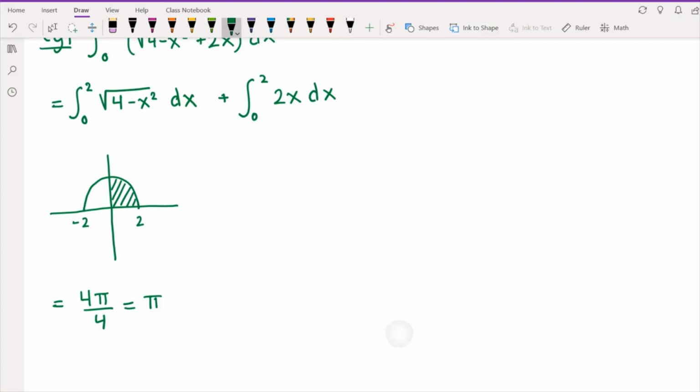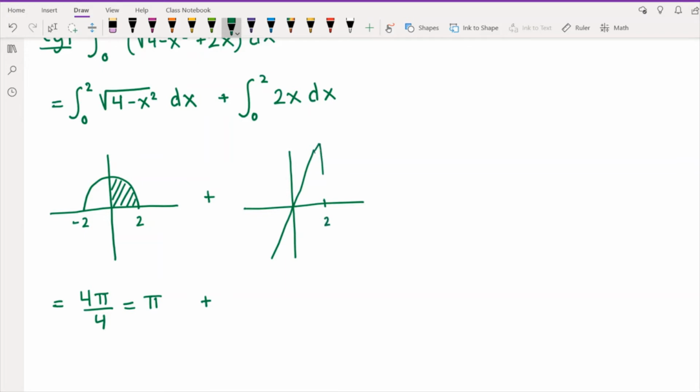And then for the second part, here we want to integrate 2x. And that's another one that, because it's a linear function, we're going to be able to just use geometry to figure out. So if we have the function 2x, that's just a line with a slope of 2 going through the origin. So something like this. And we're integrating it from 0 to 2.